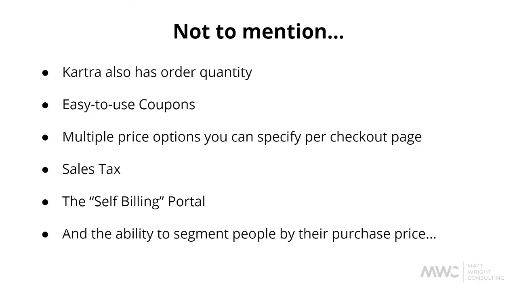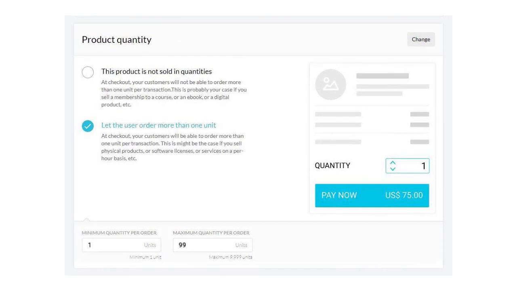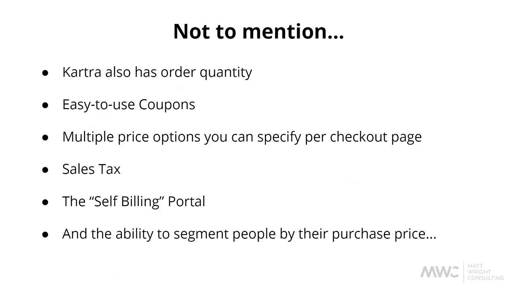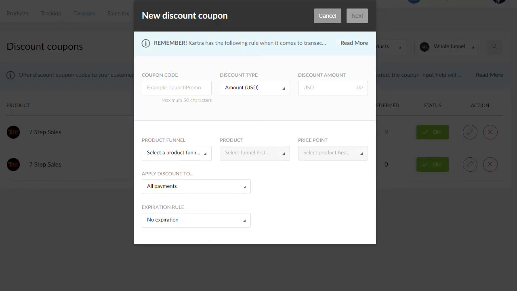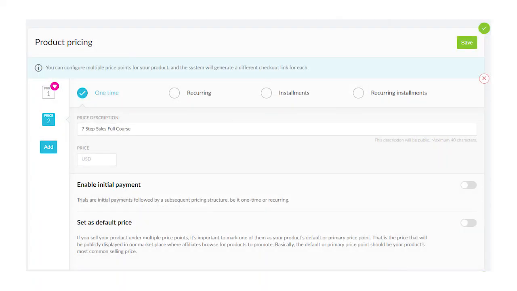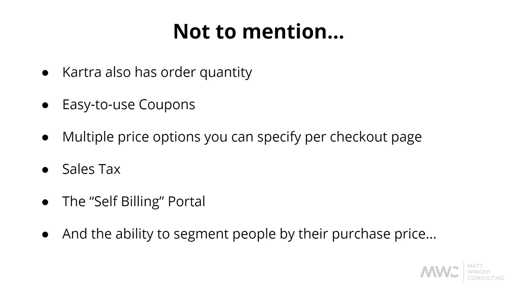Not to mention, Kartra also has custom order quantity. So if you're in ClickFunnels and you want to have someone order 5 of something, you have to get CF Pro Tools, I believe, to do it. Next up is you have easy to use coupons, you have easy to use multiple price options, and you can specify those price options to be limited to specific checkout pages and redirect to individual thank you pages. And you can even tag people based on what purchase price they buy at, or automate different things based on purchase price.